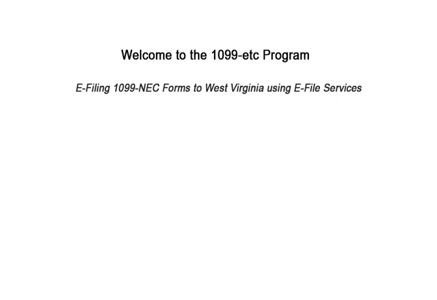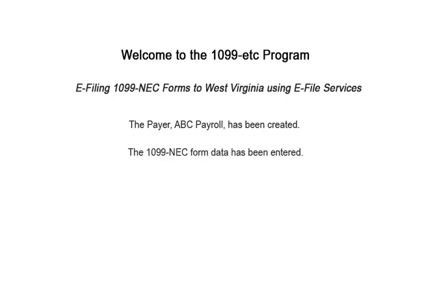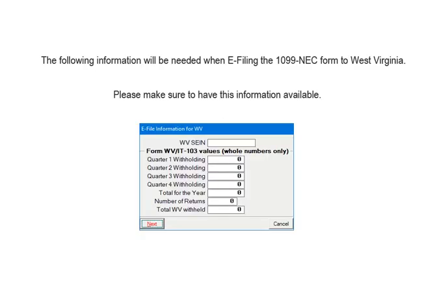This tutorial covers e-filing the 1099 NEC forms to West Virginia using e-file services. To begin, the pair ABC payroll has been created, and the 1099 NEC form data has been entered. The following information will be needed when e-filing the 1099 NEC form to West Virginia. Please make sure to have this information available.